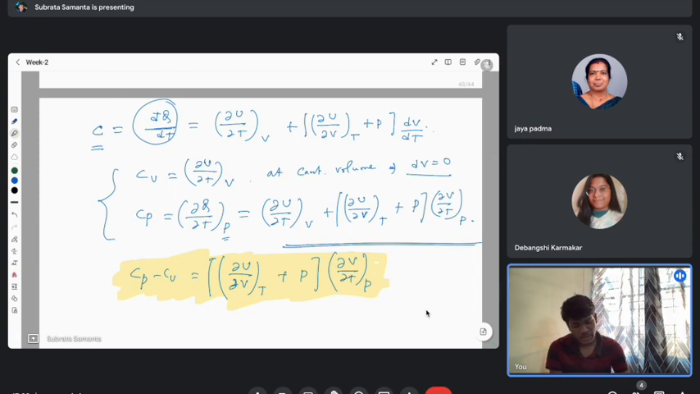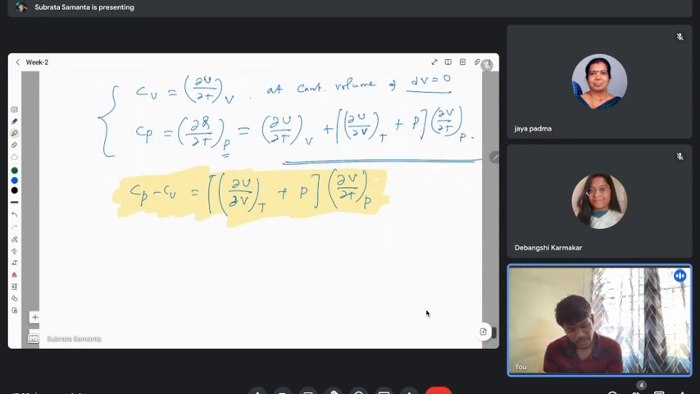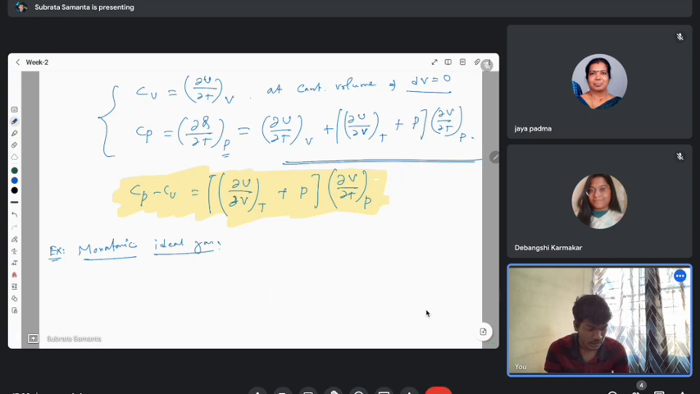So let's say we are calculating for the ideal gas. The ideal gas is a monatomic gas, right? Very specific: the monatomic ideal gas. One example, the monatomic ideal gas, that is del U del V at constant T equals 0.